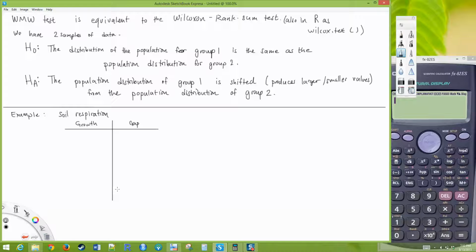For convenience's sake, I'm going to already put them in order from least to greatest. Obviously when you collect data, they will not appear that way, but as part of our data analysis, we need to arrange them from least to greatest. These are the soil respiration numbers for the growth area of the forest, and this is it for the gap area.